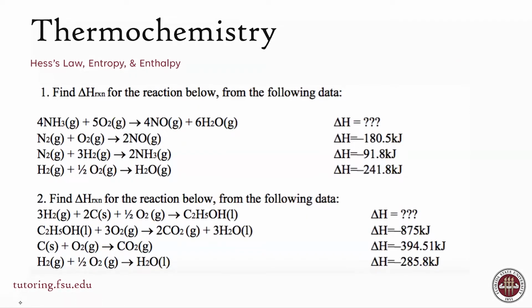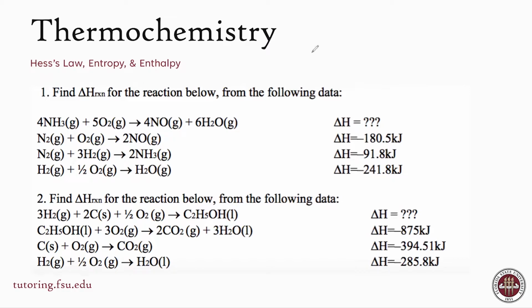Here are some examples of how to use Hess's law. So let's look at that first one together. As said before, the delta H of a system is independent of its steps, but you can add up the steps because it doesn't matter what order this actually happens in. We can add up the steps to get delta H of a total reaction.